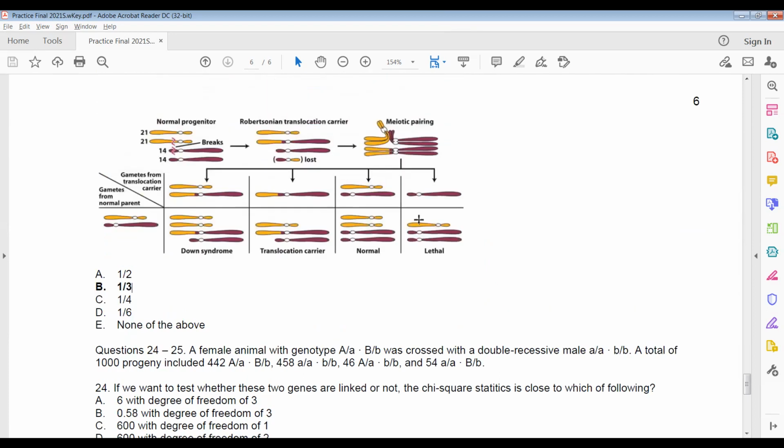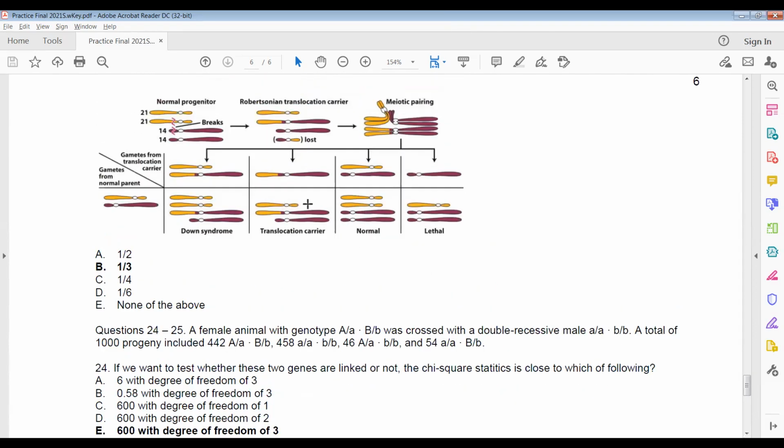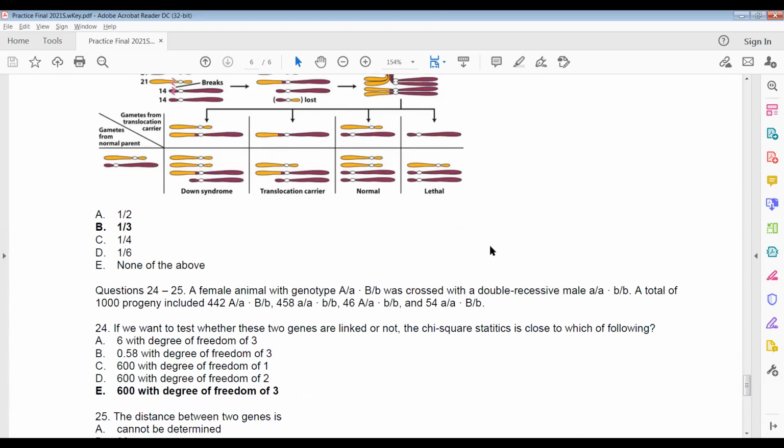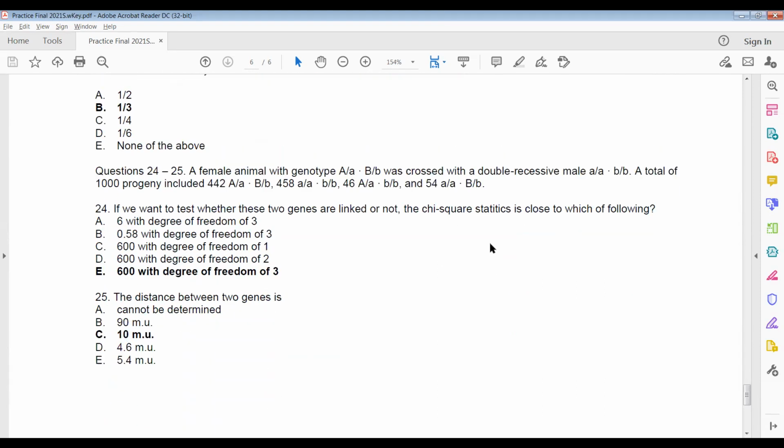Okay, so it is very fun, right? Yeah, I like genetics because sometimes it's really fun to tackle those problems. Okay, all right, 24 and then 25.